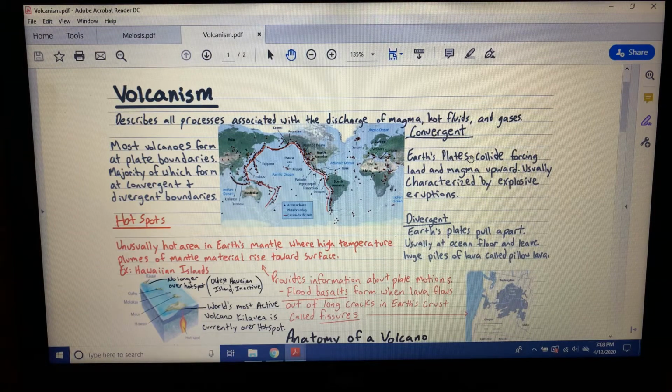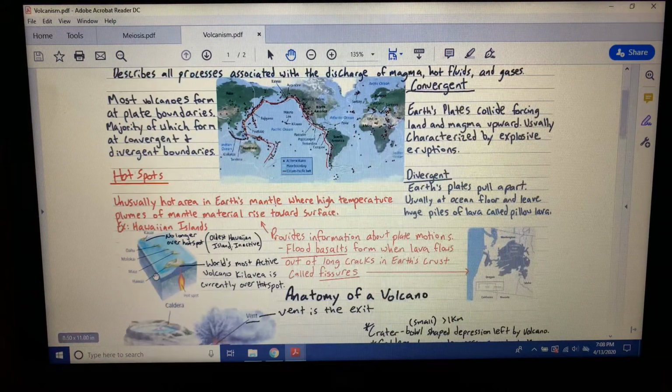Divergent is when Earth's plates, usually in the ocean, underwater, are going to pull apart and leave large piles of lava as it comes up and then is cooled off by the ocean and then creates what's called pillow lava. So that's going to add to the ocean floor.